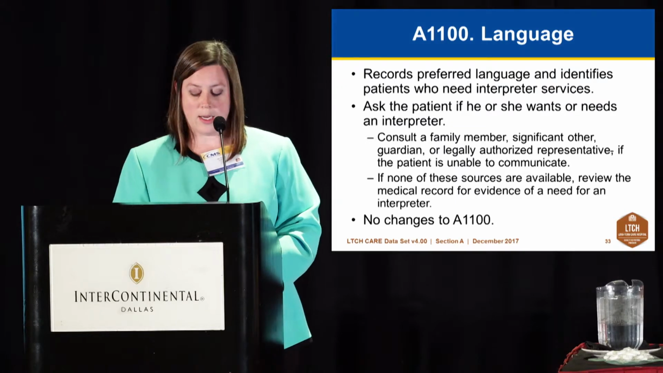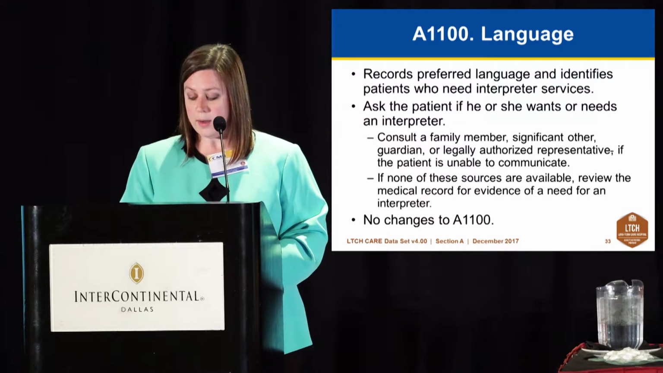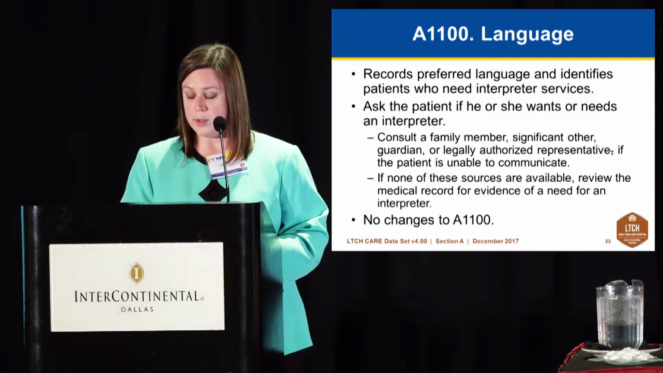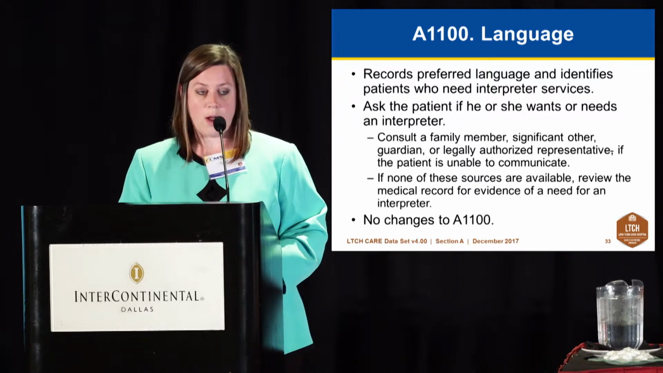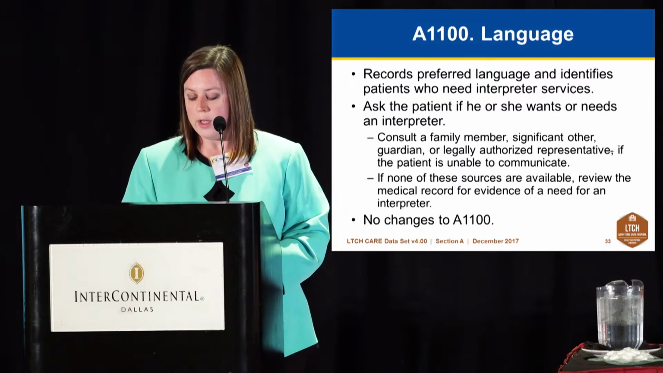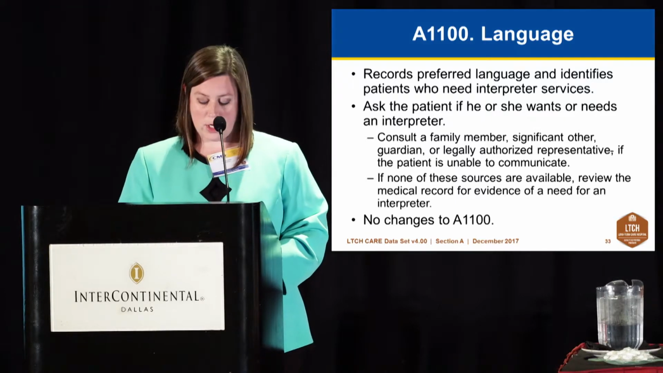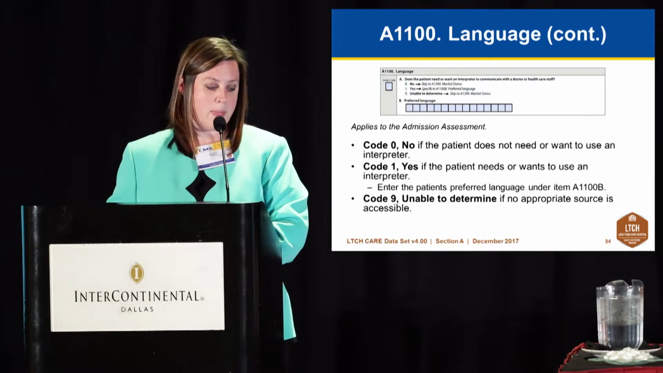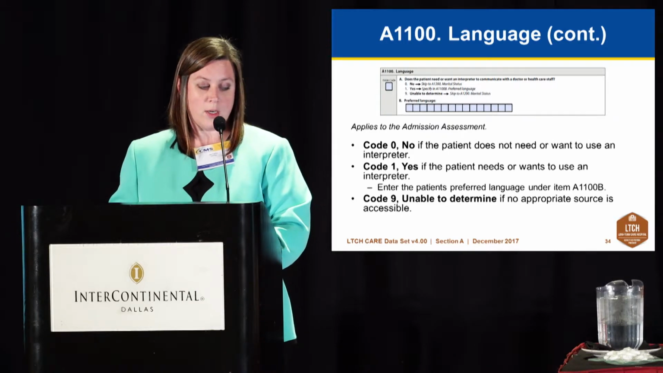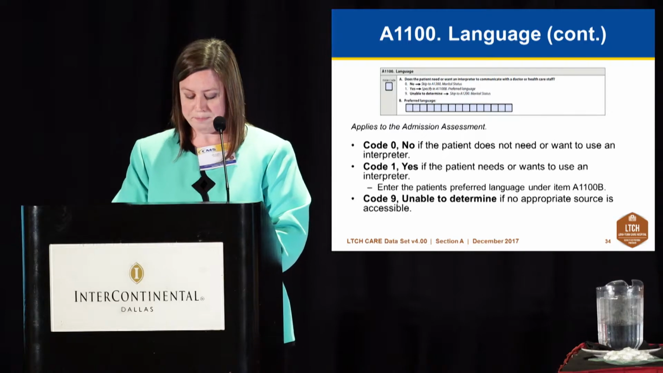In order to ascertain if an individual wants or needs an interpreter, hospital staff should be consulting first the patient if they're able to communicate with you, but also consulting the family, guardian, or authorized representative. If none of these individuals are available, the record should be referenced for evidence of the need of or previous use of an interpreter. This section has not changed. And again, here's how this section A1100 appears on our LTCH CARE Data Set.